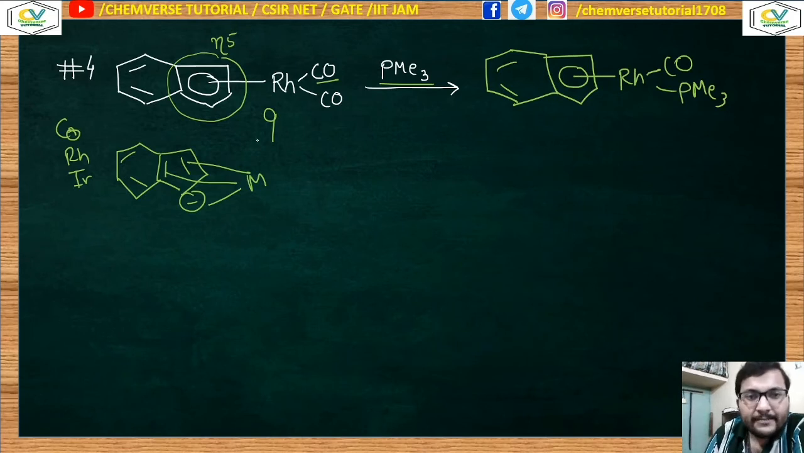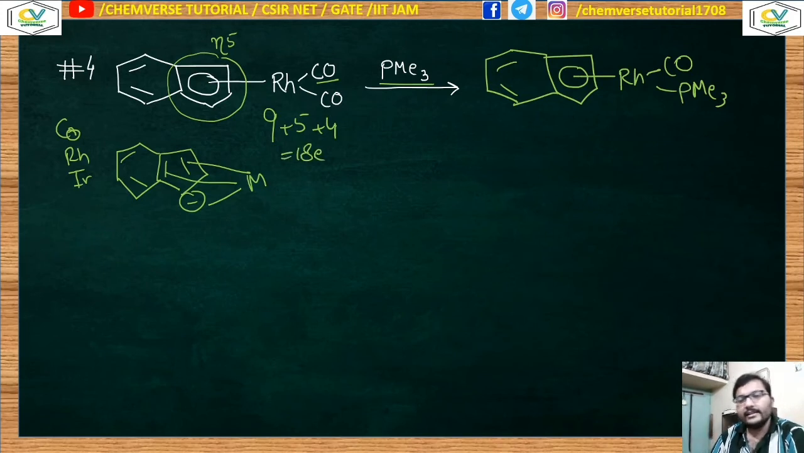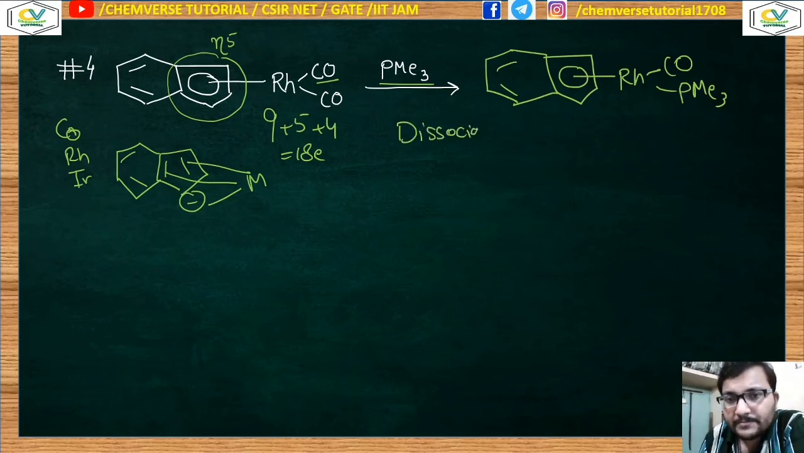Now what you can say is that 9 electrons from the rhodium, 5 from this hapto5 system, and 2 plus 2, 4 electrons from the carbonyls. So from here you can see it is an 18 electron species, and for 18 electron species substitution is occurring, so you can say that it goes via the dissociative pathway. Okay, you will mark the option where the dissociative pathway is mentioned, but it is wrong.